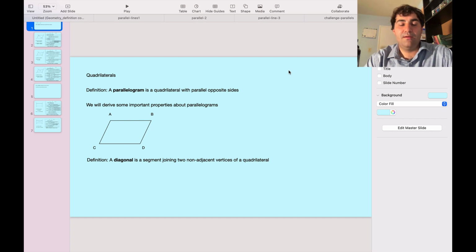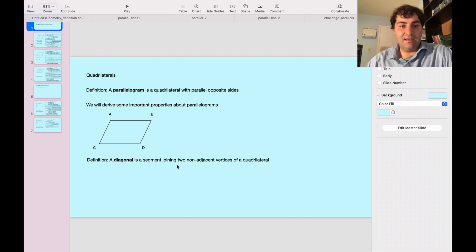So a parallelogram is a quadrilateral with parallel opposite sides. I've drawn this parallelogram ABCD, and we know that side AB is going to be parallel to side CD because they're opposite sides, right? And segment AC is going to be parallel to segment BD because those two segments are opposite sides of the parallelogram.